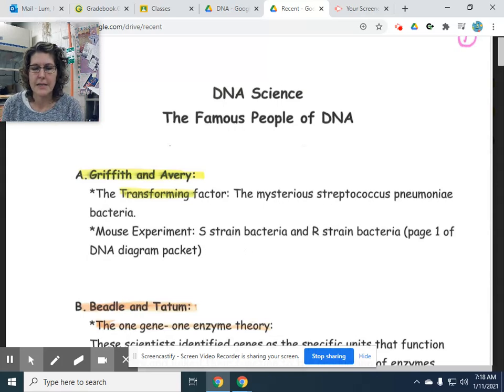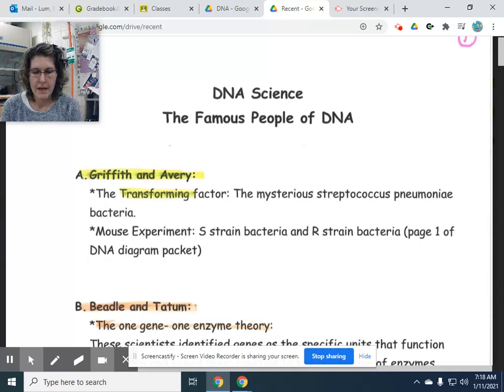Some of the scientists that helped us out along the way are ones that you guys are going to see here. We're going to talk about them, and then I'll come back to them where it says this is page one of the diagram packet. We'll go to that page and clarify some of the stuff with you guys. The first two scientists are known as Griffith and Avery. You guys are going to see a little worksheet that goes through these guys as well at the end of this particular lesson.